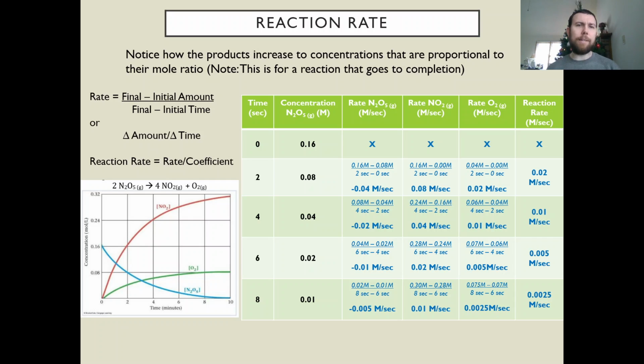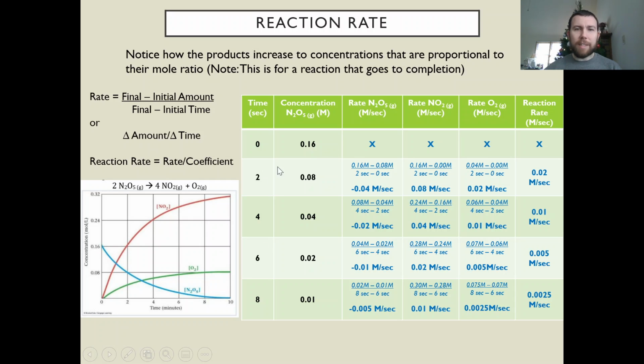So when we look at reaction rate, one thing we want to notice is how the products increase to concentrations that are proportional to their mole ratio. And again, for this process, something to note is that we're assuming that it's going to completion. There's not an equilibrium process that's taking place. And so what we can see, we know that rate is going to be equal to, from a data perspective, change in concentration, which should be final minus initial amount over final minus initial time. And so if you're looking at the graph over there, we've seen the blue curve, we got an initial concentration of N2O5 of 0.16.